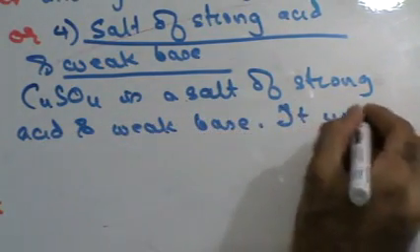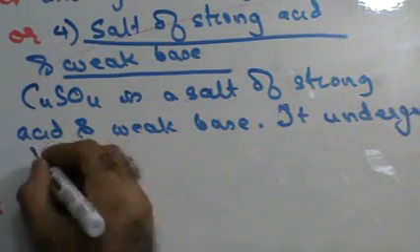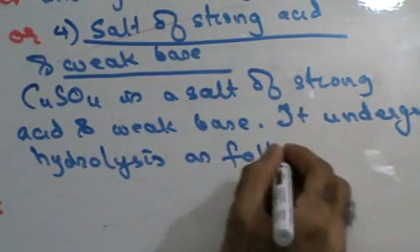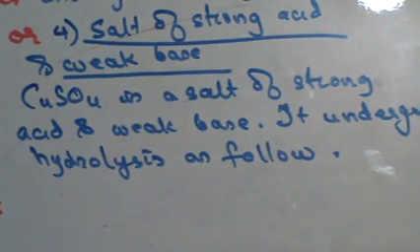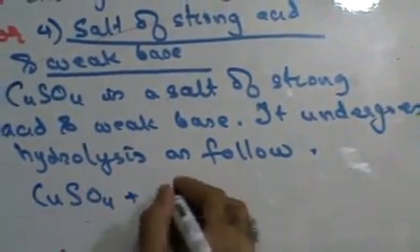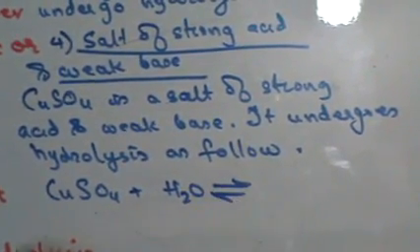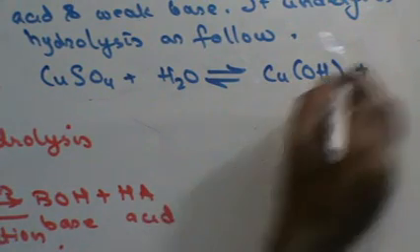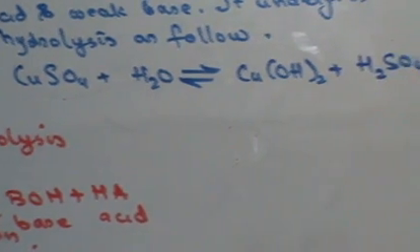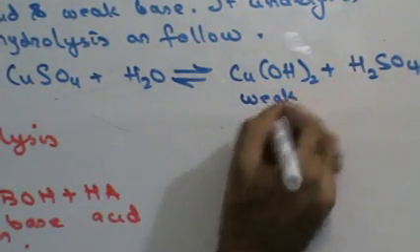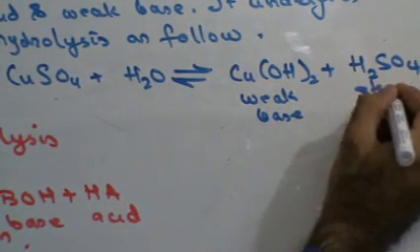It undergoes hydrolysis as follows, where copper sulfate reacts with water reversibly to give you copper hydroxide, Cu(OH)2, plus H2SO4, sulfuric acid. So in this case you have a weak base and here you have a strong acid.